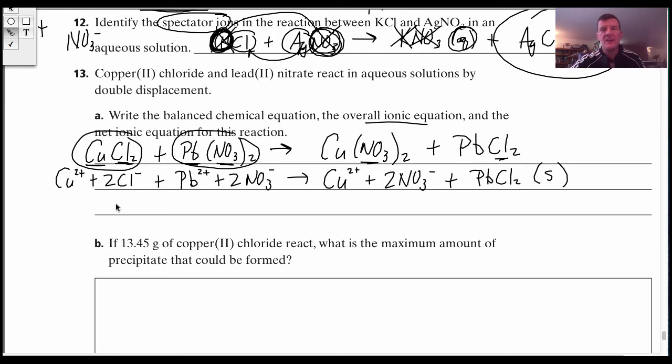Now we're going to cross out the things that appear the same on both sides. So the copper ion, the nitrate ion, and that leaves us with what actually is forming the precipitate. What is actually doing the chemical reaction here? And there you have it. That is your net ionic equation, the last line. Okay?